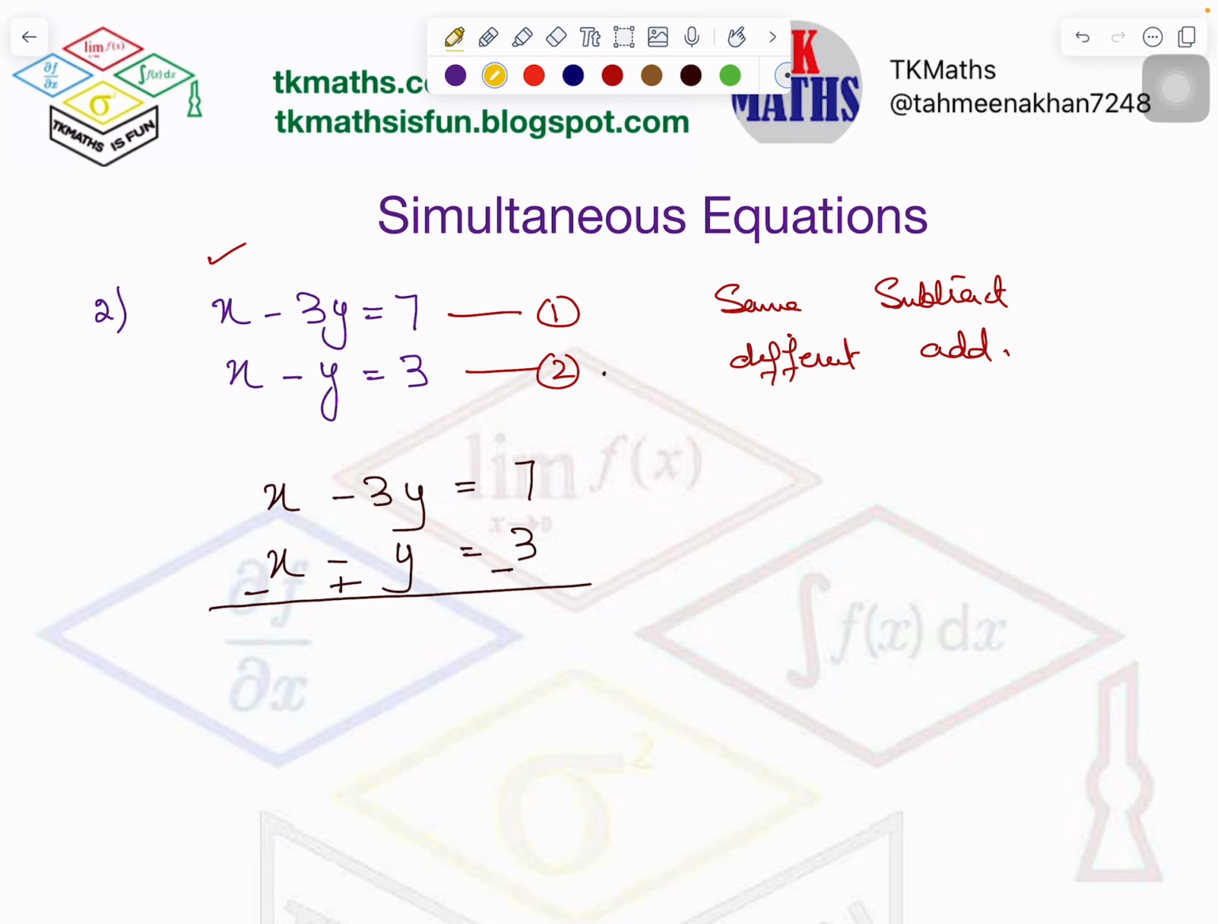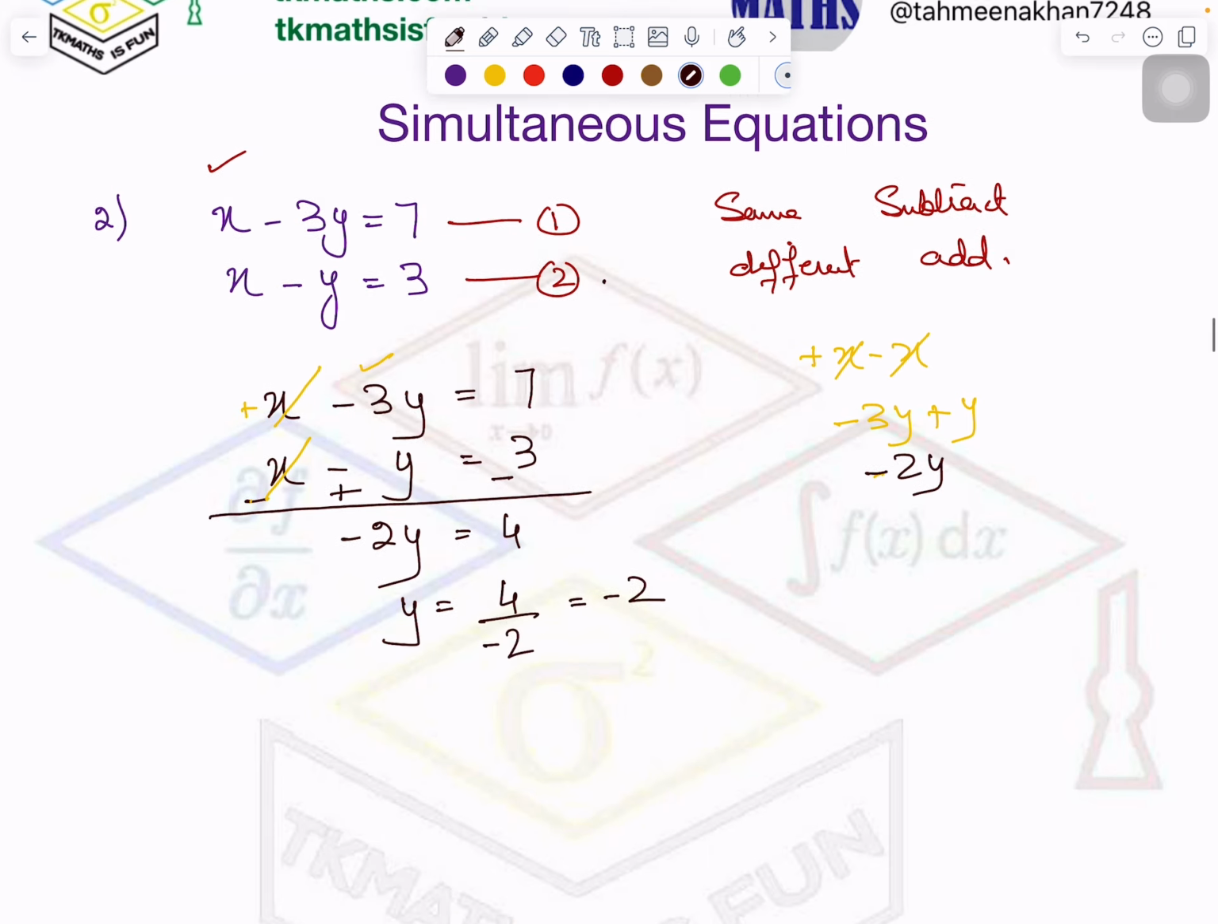Now this has a plus sign and this has a minus, so plus x and minus x cancel out. Then this is minus 3y and this is plus y. So what is minus 3y plus y? It is minus 2y, right? So this is minus 2y. What is 7 minus 3? It is 4, right? So y equals 4 divided by minus 2, which is minus 2. So you got the value of y.